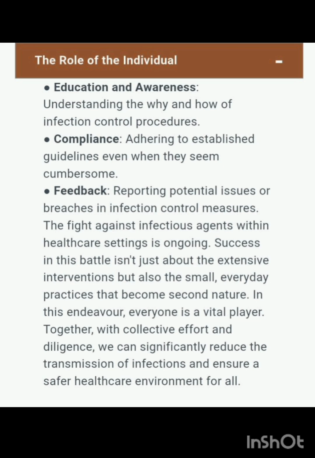The fight against infectious agents within healthcare settings is ongoing. Success in this battle isn't just about extensive interventions, but also the small, everyday practices that become second nature. In this endeavor, everyone is a vital player. With collective efforts and diligence, we can significantly reduce the transmission of infections and ensure a safer healthcare environment for all.